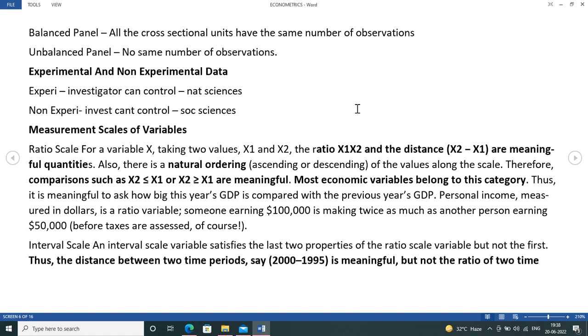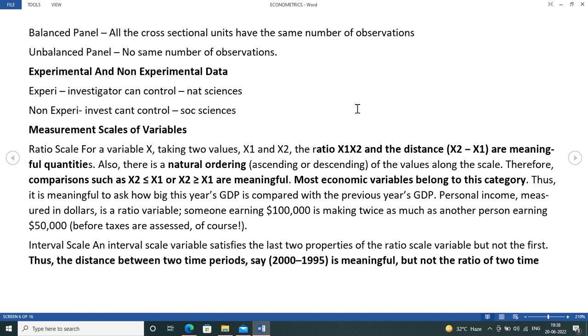Okay, so that's basically the chunk of social sciences experiments. And there is also an important concept attached to econometrics and data analysis, that is measurement scales of variables. A ratio scale: if a variable can be represented in x1 by x2 form, then it can be regarded as ratio form. And if you have two values, for example 200 kilometers and 100 kilometers, the distance between two of those variables x1 and x2 makes meaning.